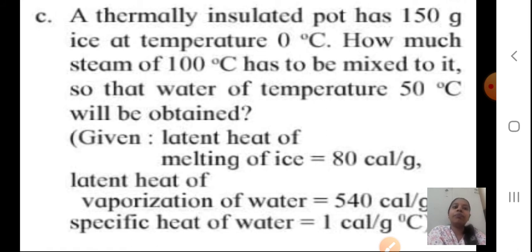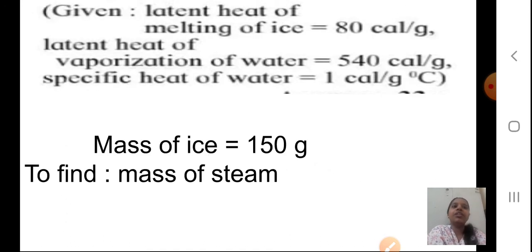Now, what is the given part, students? The latent heat of melting of ice is given as 80 calories. The latent heat of vaporization of water is given as 540 calories. The specific heat of water is given as 1 calorie per gram degree Celsius. You can read it yourself. The mass of the ice is given as 150 grams. And what do we have to find? The mass of the steam. Only the temperature, 100 degrees Celsius, is given, but the mass of the steam is not given. That we have to find out.